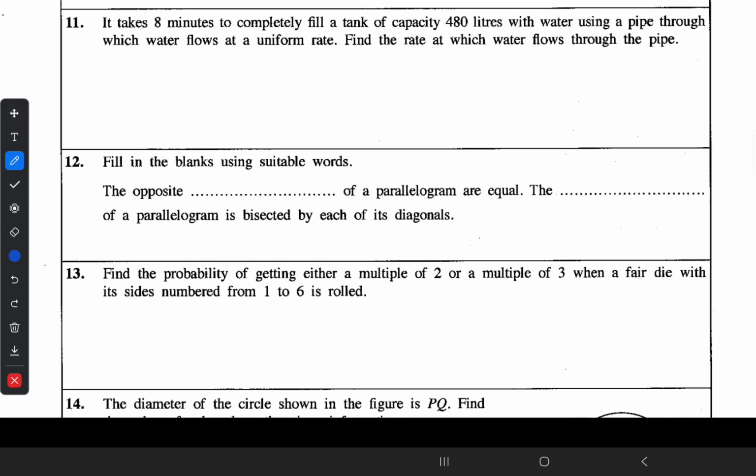11th question. It takes 8 minutes to completely fill the tank of capacity 480 liters with water using a pipe through which water flows at a uniform rate. Find the rate. Okay, so you have to find the rate. There is no restriction with the unit. So to find the rate, volume should be divided by time. So the total capacity of the tank was 480 liters. It should be divided by time, 8 minutes.